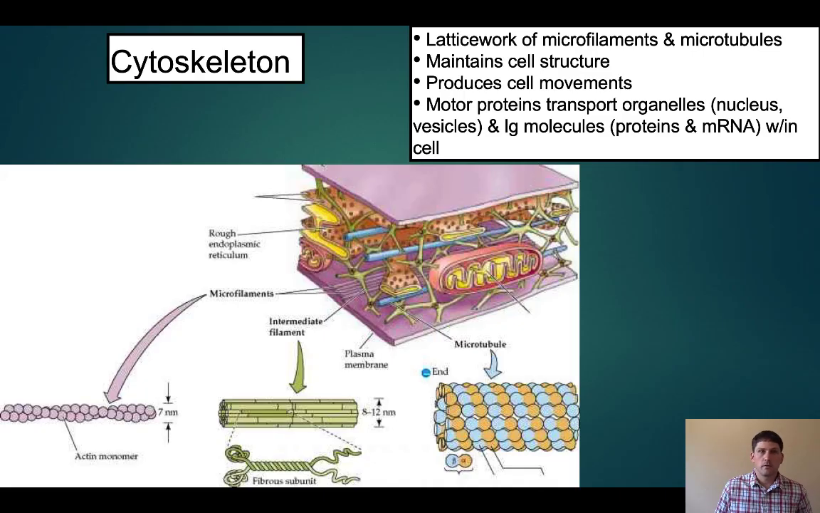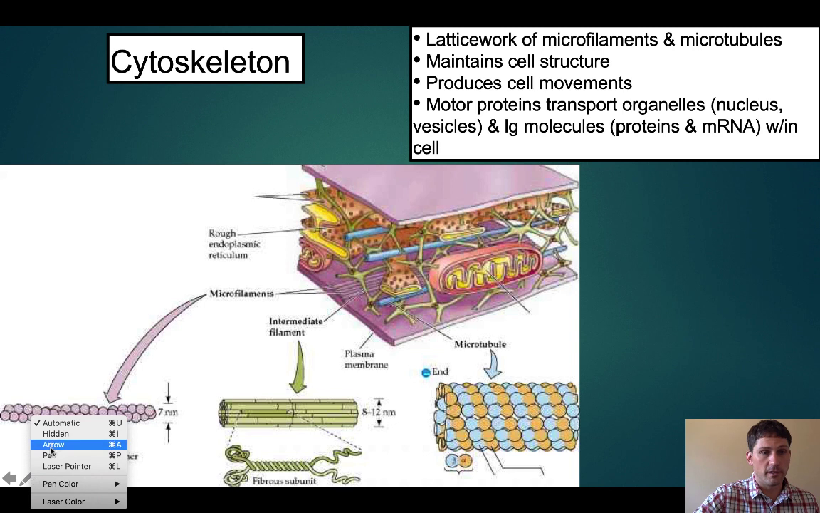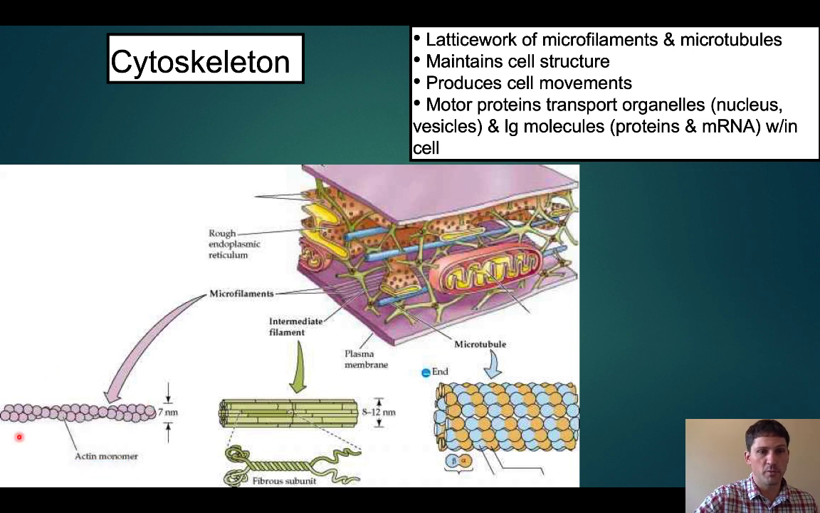Okay, so let's talk a little bit about the cytoskeleton. This is a lattice of microfilaments and microtubules. You can see in this image here, we've got actin down here on the left, and so I'll pull up my laser pointer here. So actin, we have intermediate filaments, and we have microtubules, and these all have different sizes and different functions. These help play a role in cell movements, and they also help to move organelles around, move molecules within the cell.